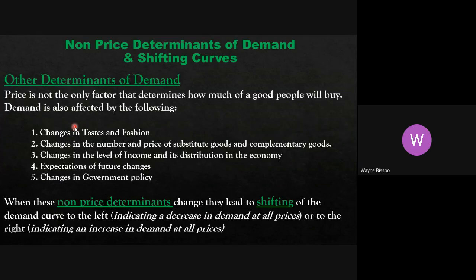Because these other determinants of demand are also referred to sometimes as non-price determinants. And these are the 5 non-price determinants. These change the total demand because the impact that these have would affect the quantity, the amount that you would buy, regardless of price. All right.